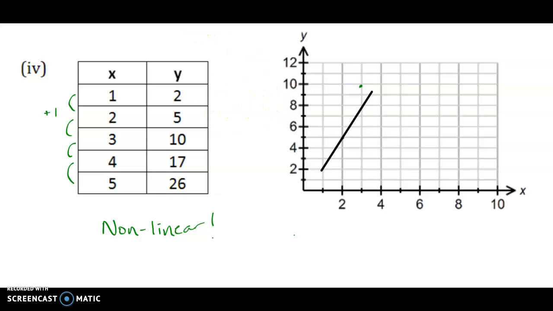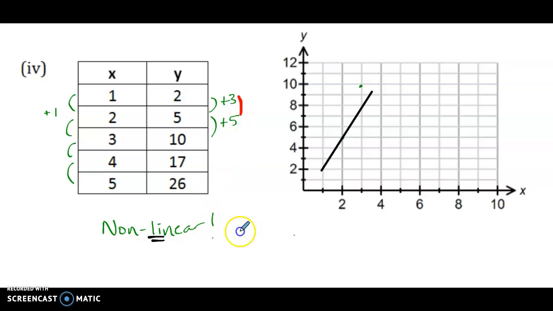and see what's happening with my y values, 2 increased by 3 to get 5. 5 increased by 5 to get 10. As soon as I see that this number is not the same as the next number, then I know that my data is nonlinear.